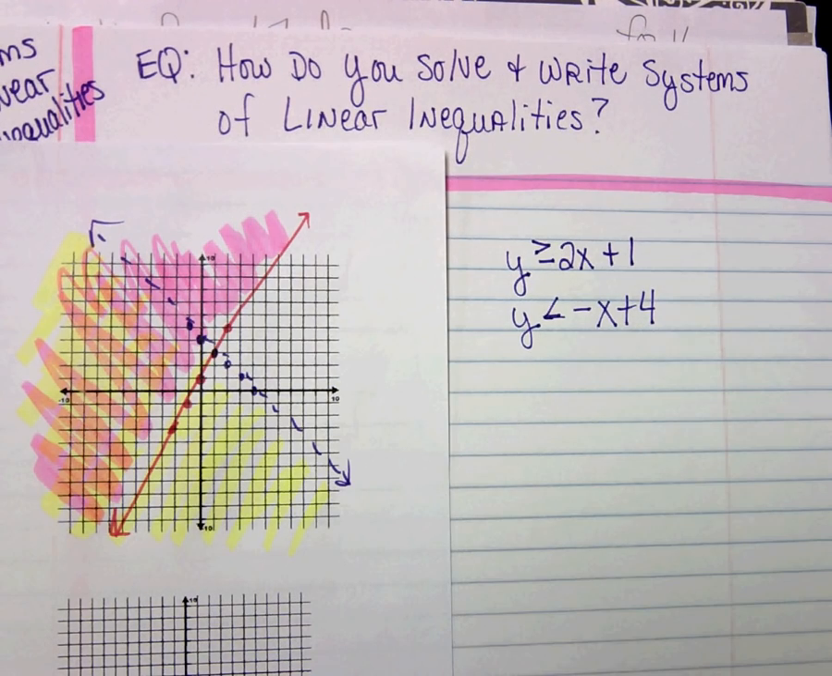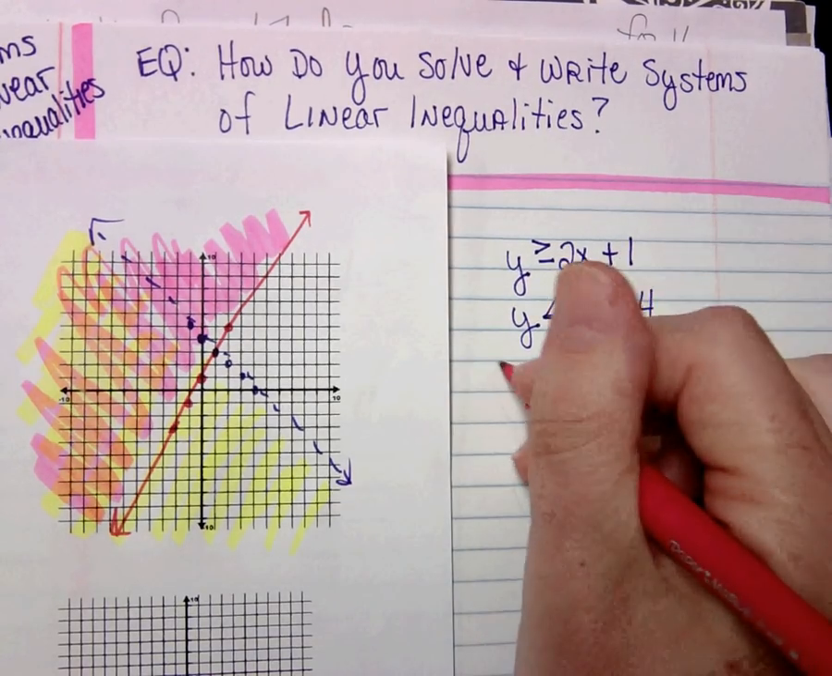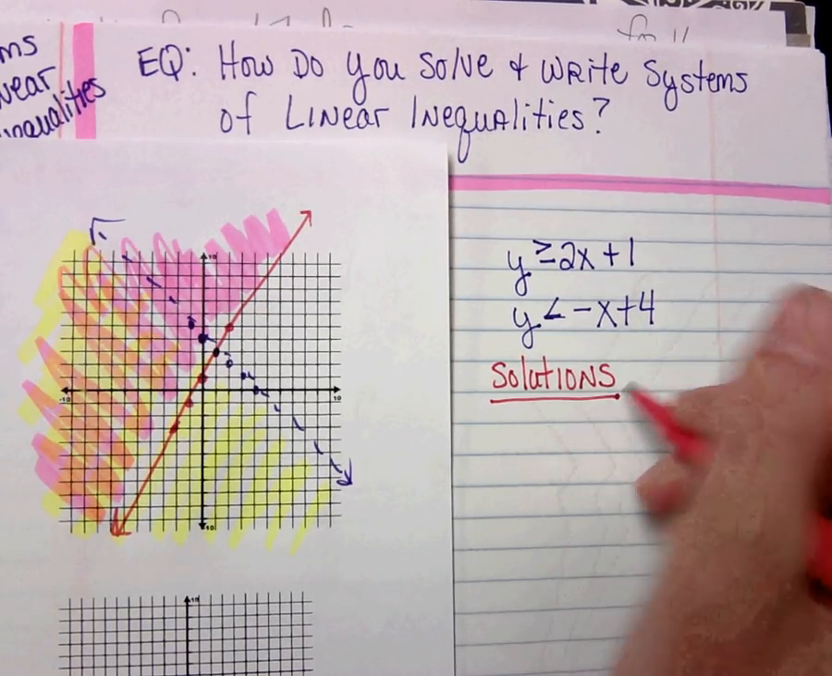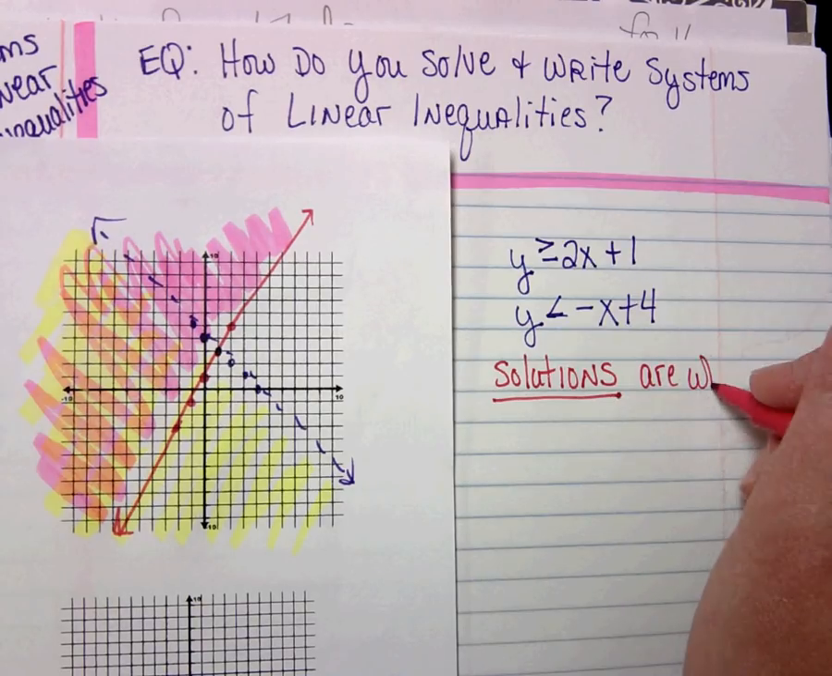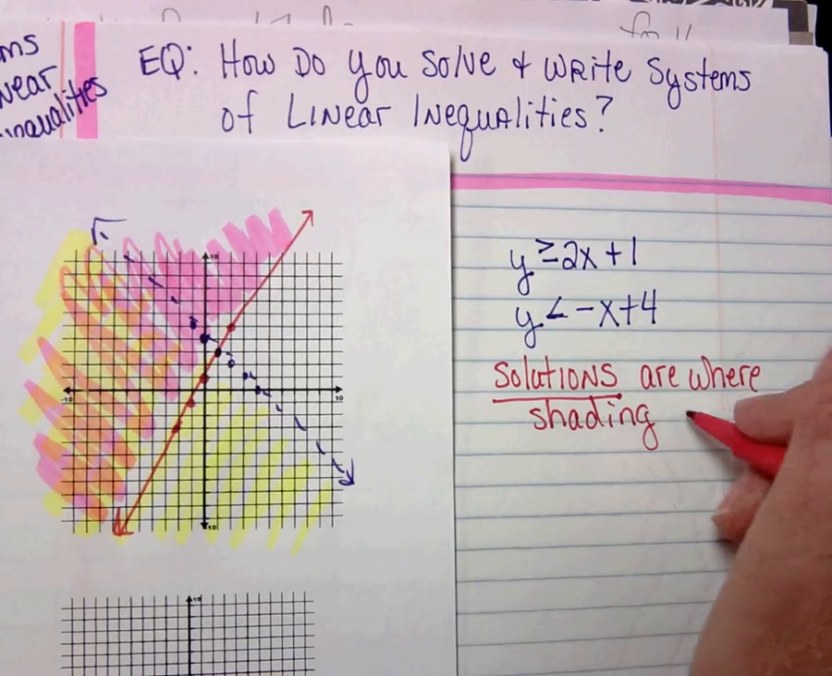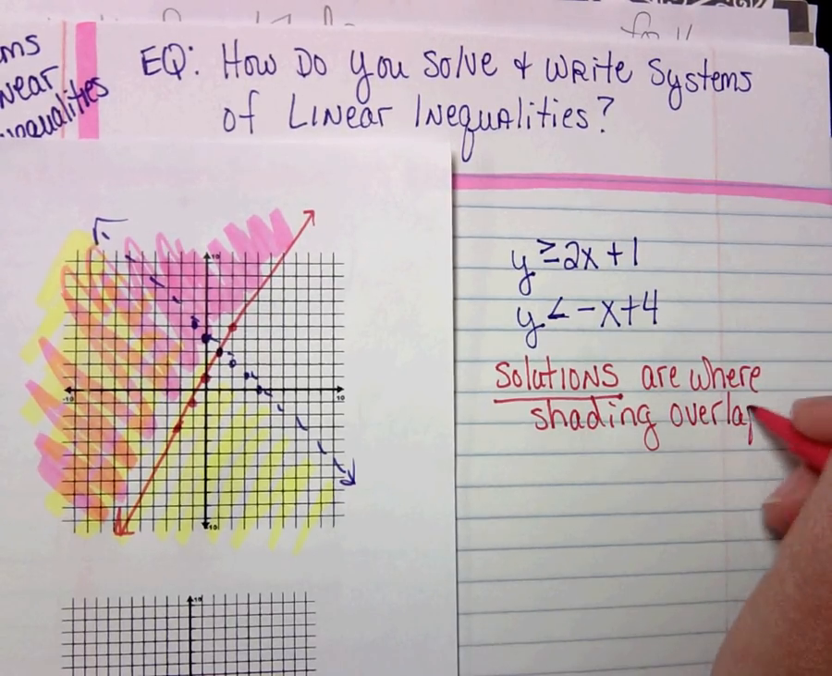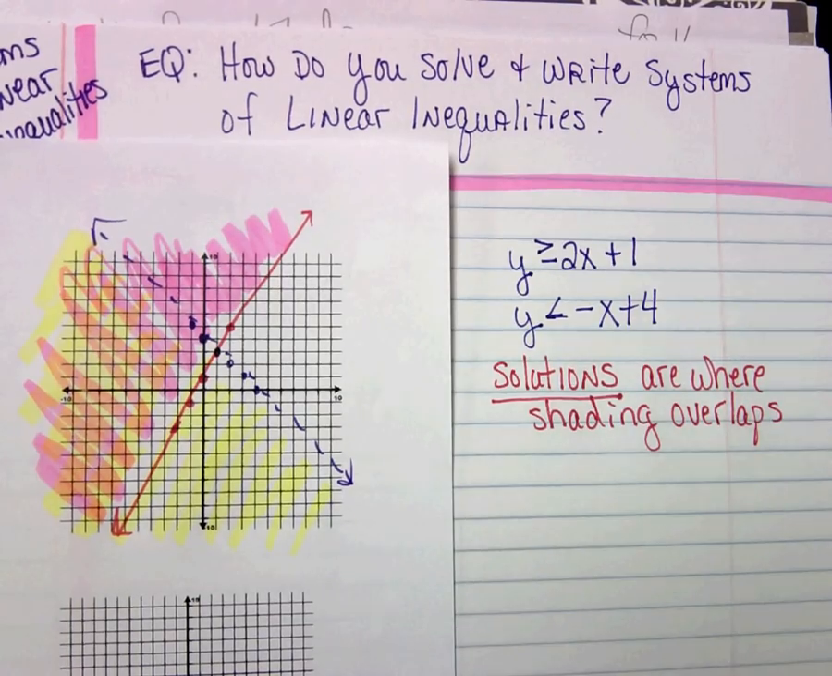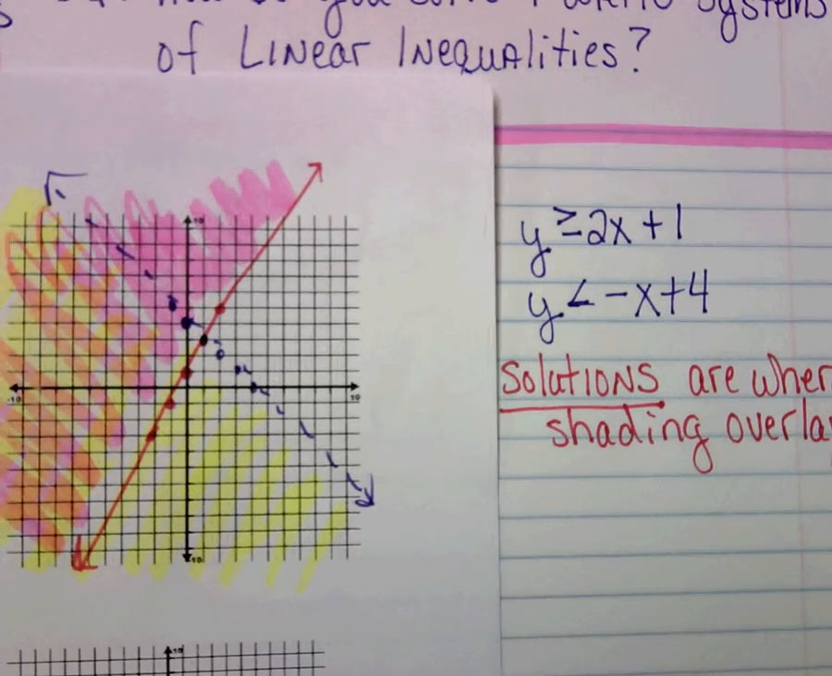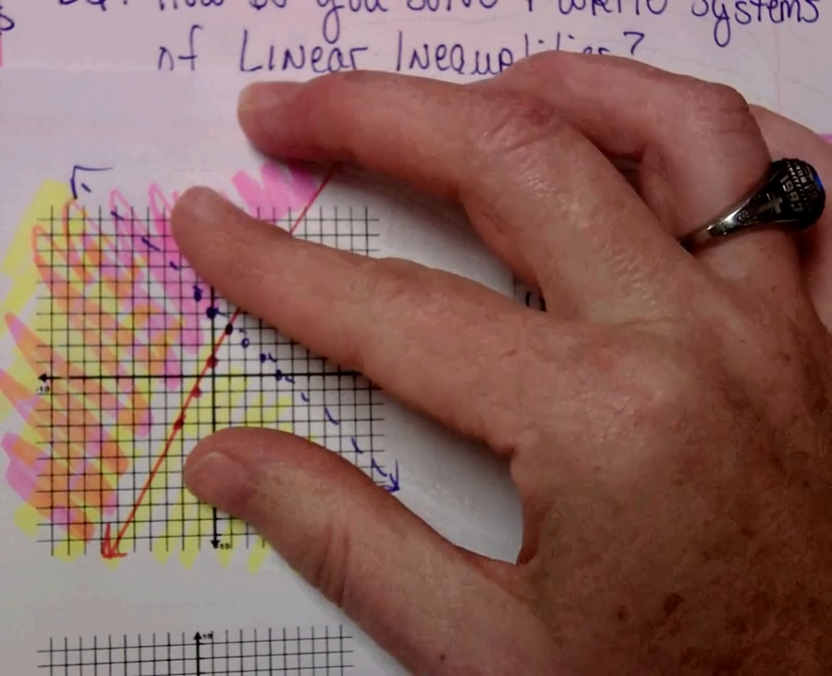Now you might be asking yourself, where in the world is the solution? Well, I hope that it's obvious to you that the solutions to this system are where the shading overlaps. In fact, when you see examples of these, a lot of times the only part they show you is where the shading overlaps. So let me zoom in just a little bit so maybe we can see that better.